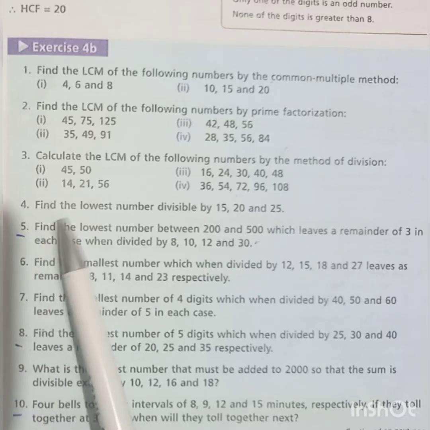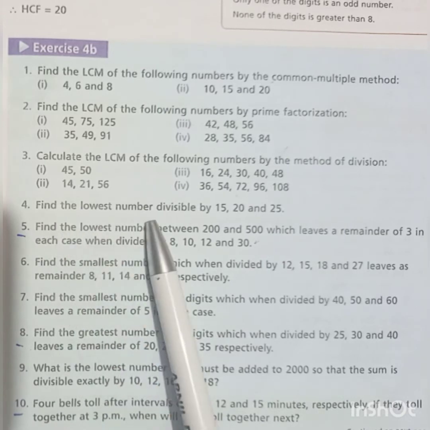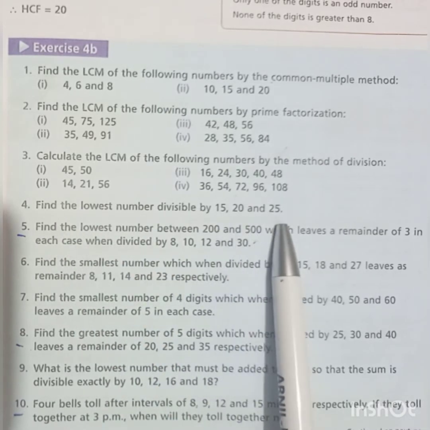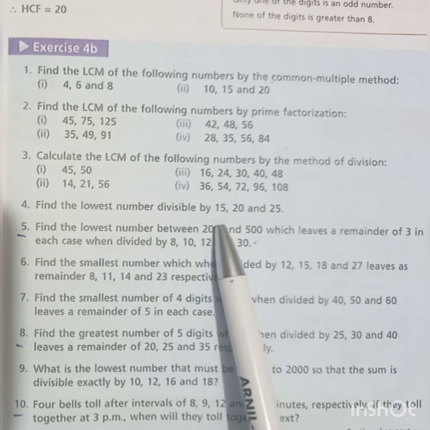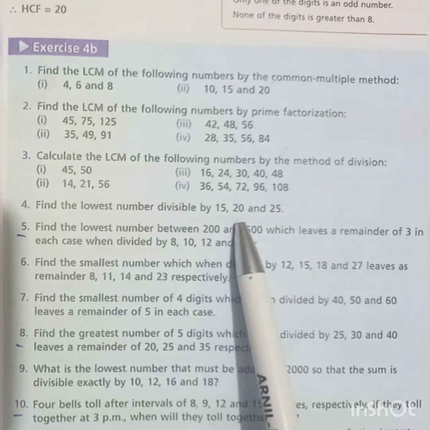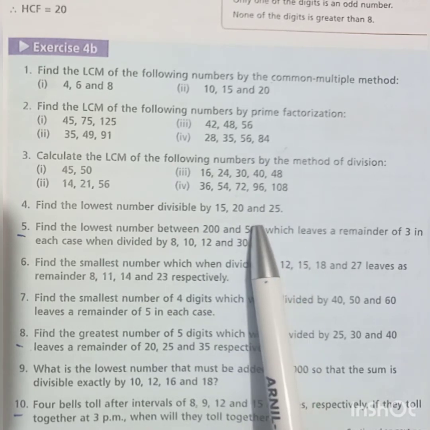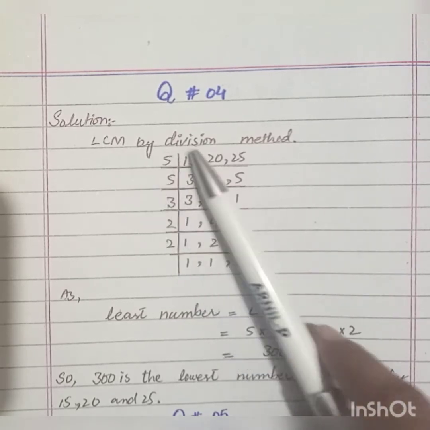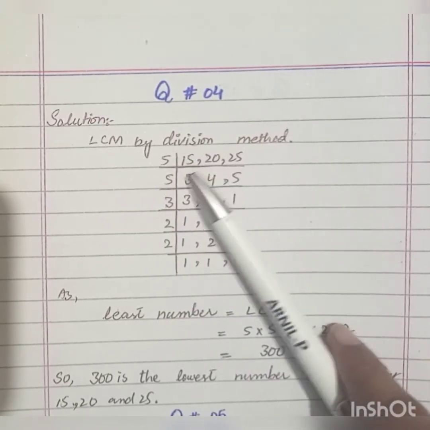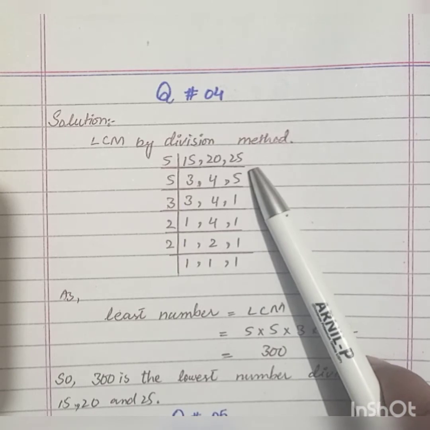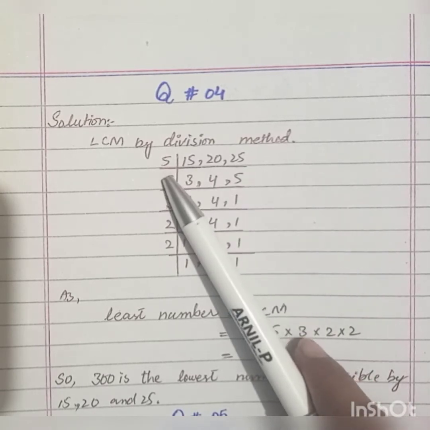Now move towards question number 4. Find the lowest number divisible by 15, 20 and 25. Students, in this question we have to find the lowest number which is divisible by 15, 20 and 25. So here, students, LCM by division method. As we know that the numbers are 15, 20 and 25. So let's divide by the division method.